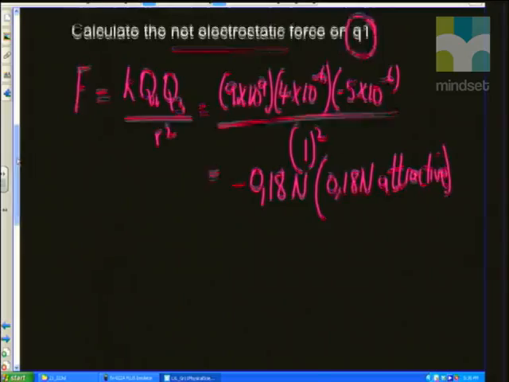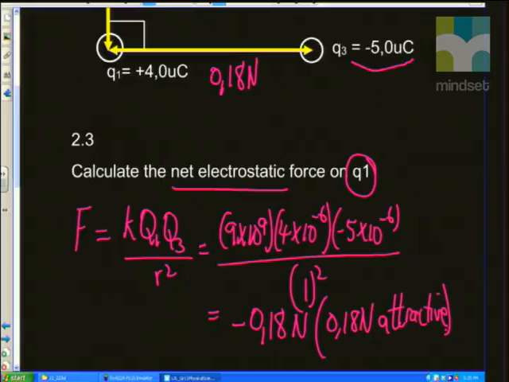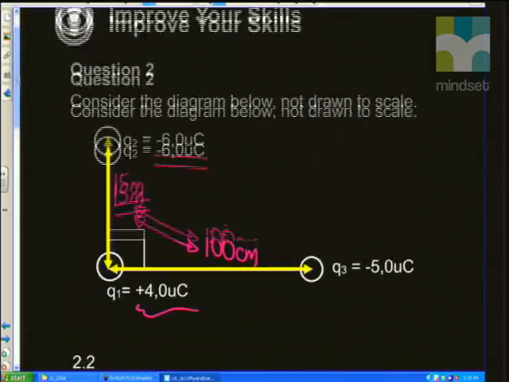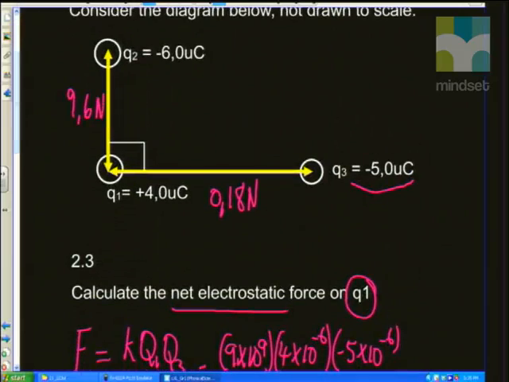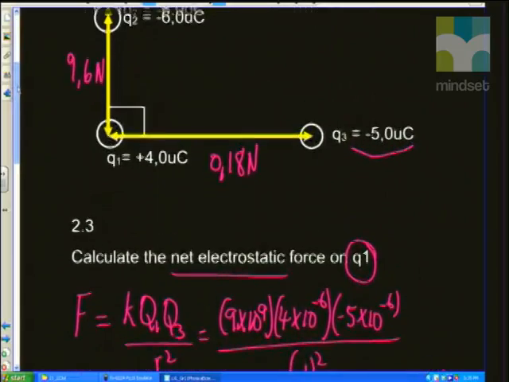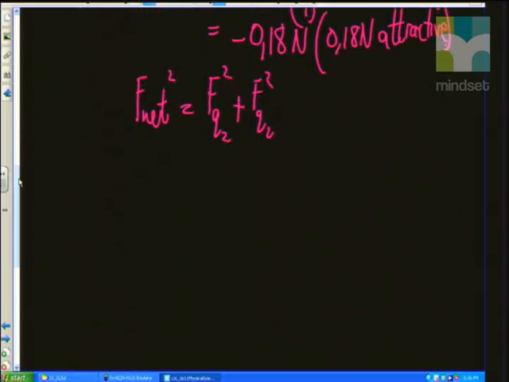Okay, now if you come back here, because they need the net force here, this is 0.18 newtons, and the other one is what we found out up there, which is 9.6, all right? So you can say that this is 9.6 newtons. Resultant here, or the net force here, you need to say, okay, they are at right angles to each other, so you can use this. You can say F net squared on Q1 will be equal to F by Q2 squared plus F by Q3 squared, right? Using Pythagoras here. So that will be equal to 9.6 squared plus 0.18 squared.